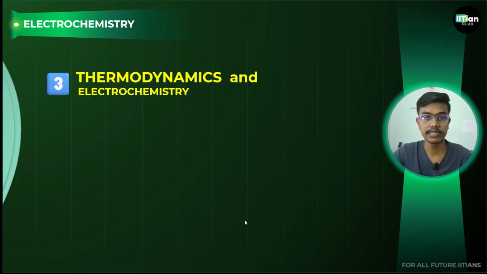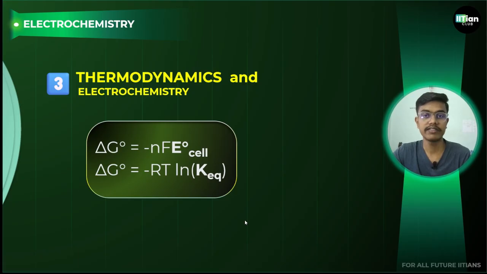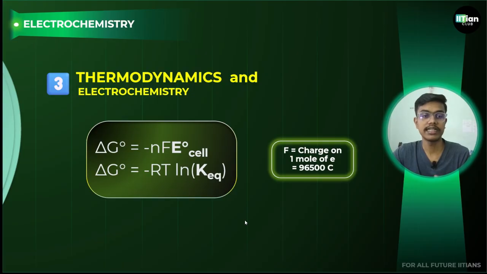Now we have a relationship between Gibbs free energy and electrochemistry, that is given by delta G naught is equal to minus nF E naught cell. E naught cell you can find using either the Nernst equation or the standard one, and from this you will be able to get K equilibrium using the second equation: delta G naught is equal to minus RT ln K equilibrium. Note that F is the charge on 1 mole of electrons, which is equal to 96,500 coulombs.